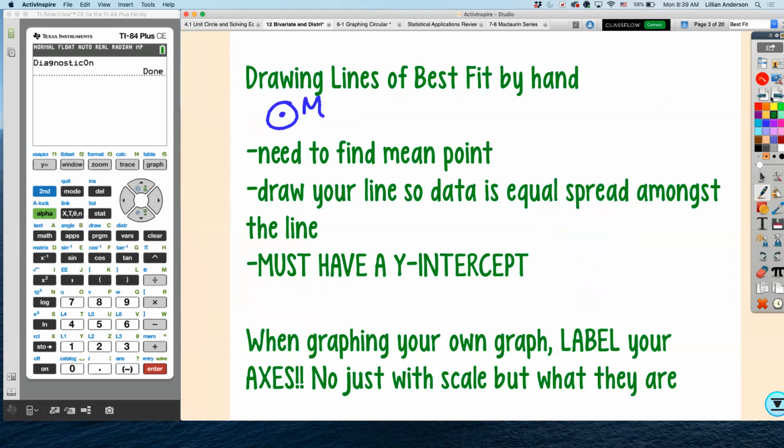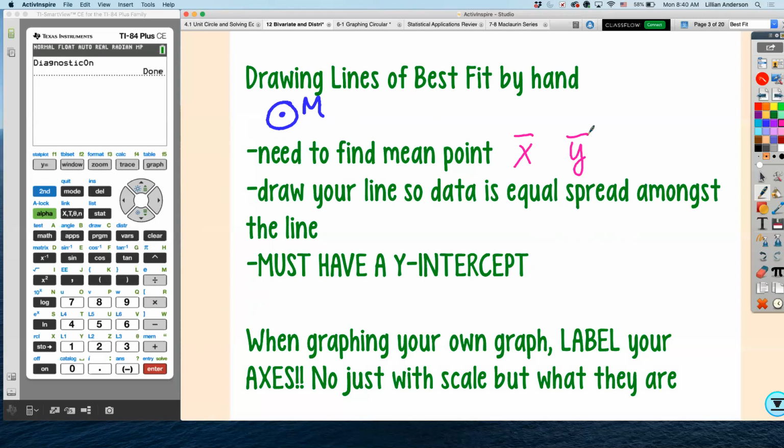With scatter plots, okay? Outside of correlation, there was also linear regression and line of best fit. If you have to draw your line of best fit by hand, you need to find the mean point. You need to find the mean of your X's and the mean of your Y's. And then you would plot that point.